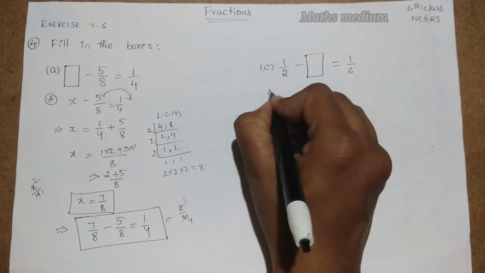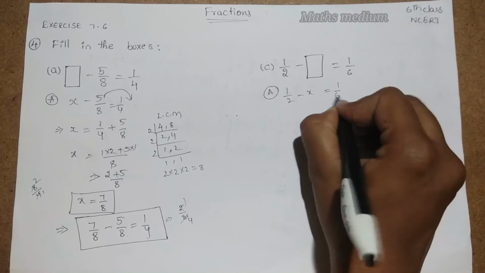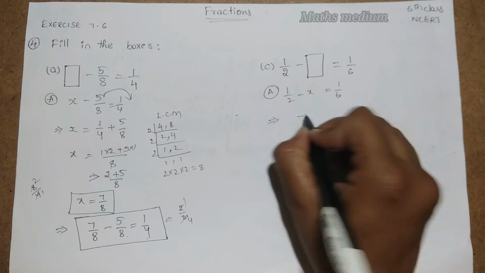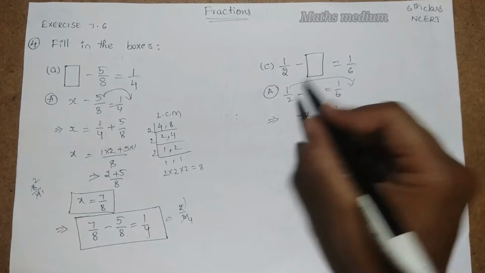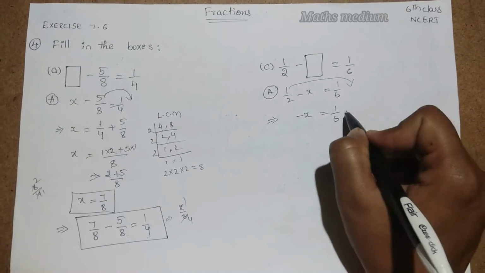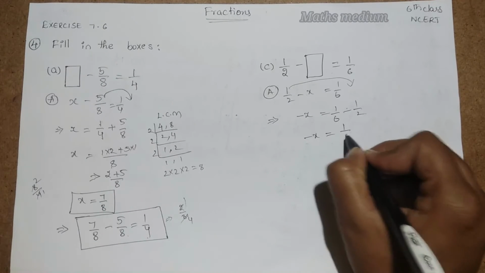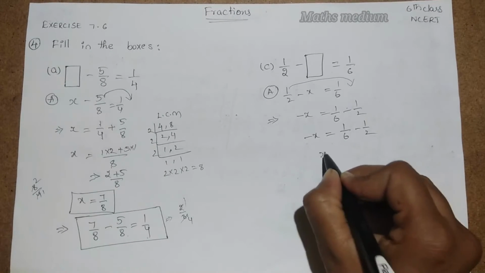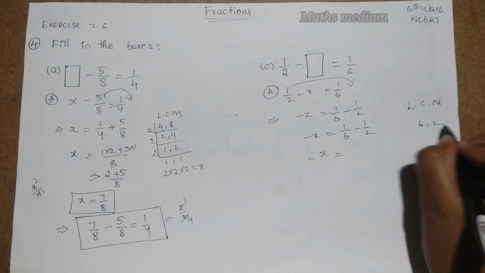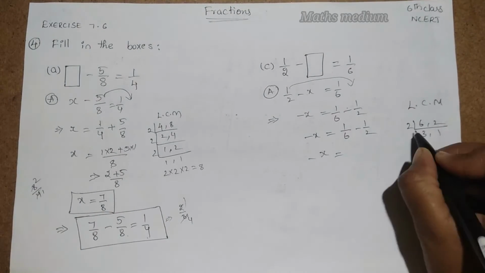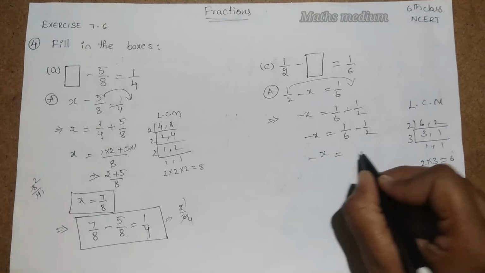Similarly, here also, take the answer. So, 1 by 2 minus x equals 1 by 6. In order to make x positive, this 1 by 2 moves to the other side, so it changes its sign also. So, minus x equals 1 by 6 minus 1 by 2. Take the LCM here. LCM of 6, 2: 2 3s are 6, so 6 is the LCM.